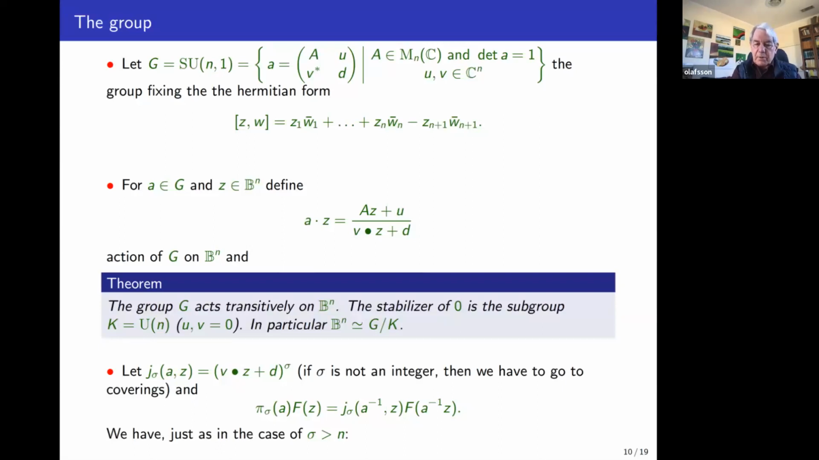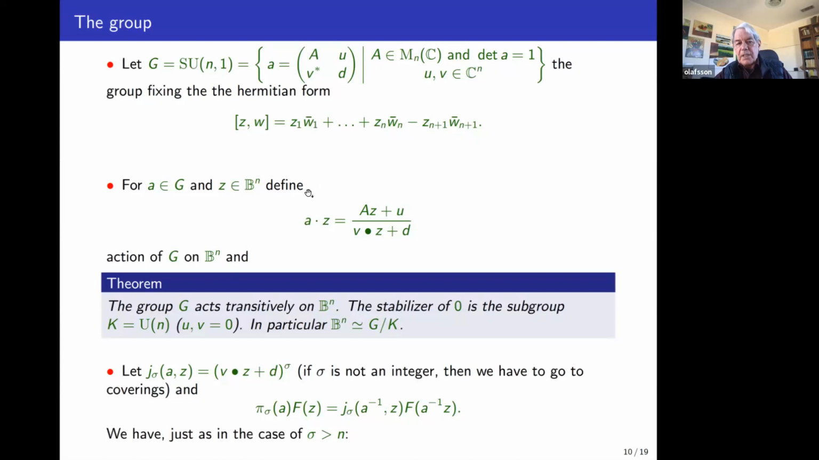That is V inner product Z, or not inner product, that is the bilinear form that we have here. So therefore I wrote it with a big dot here, and then it is the D that shows up here. What is important, the only thing that matters in this is just the last row. Everything else does not really show up. And this one here is always defined if you have an integer. But if you have a rational, you have to go to a finite covering. If it is irrational, you have to go to an infinite covering.